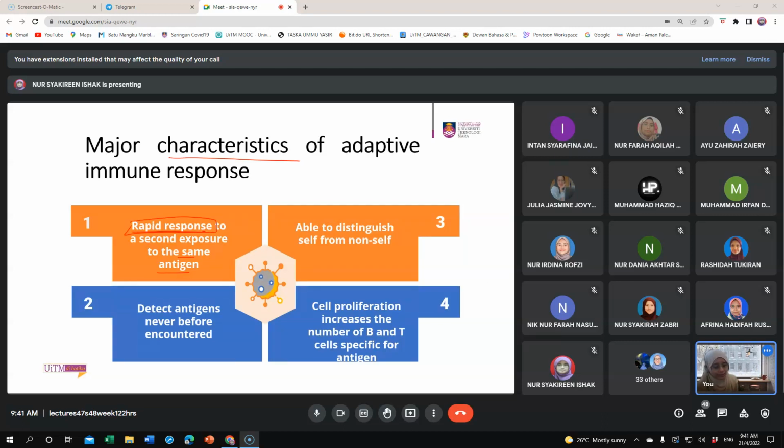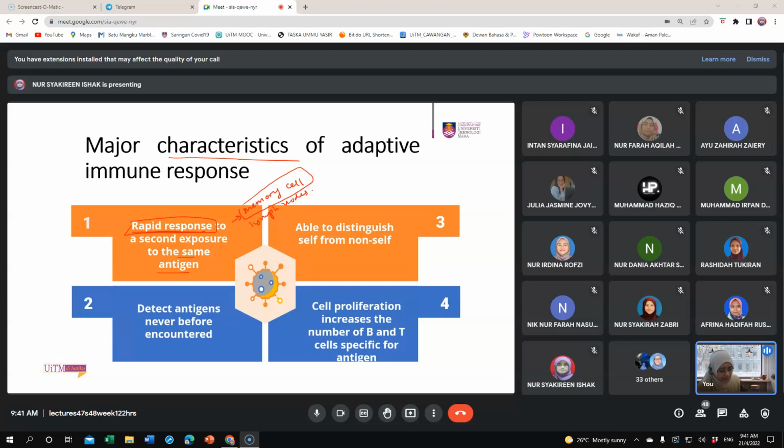Kenapa? Nanti kita akan tengok. Basically, dia melibatkan penghasilan memory cell. Okay, memory cell that are stored in the lymph nodes. So that's why they rapid. First time exposure, tak terhasil lagi memory cell. Tapi second and subsequent times of exposure, your body has already produced the memory cell. So tak perlu nak undergo engulfing, APC, T cell, helper T cell, semua tu tak perlu. Dia terus pergi kepada memory cell. So the presence of the memory cell in the lymph nodes causes your body to react faster against the infection by the same pathogen later in the future.